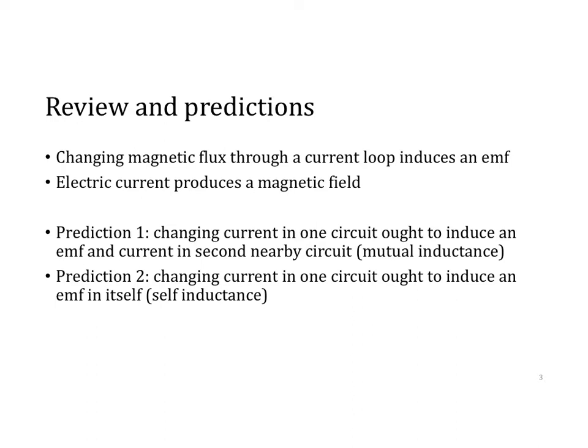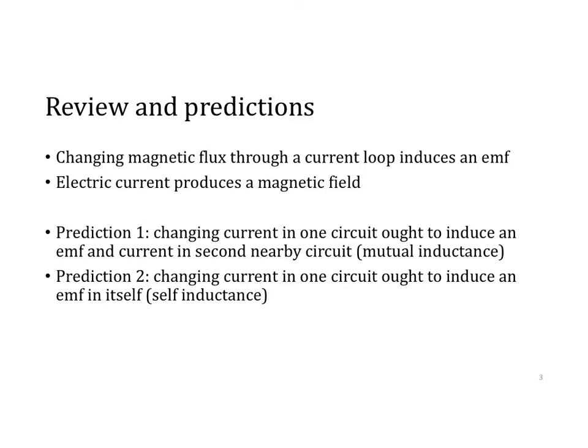what is inductance. So if we review what we learned in a previous chapter, we saw that changing the magnetic flux through a current loop induces an EMF, or an electromotive force, and that electric current produces its own magnetic field. So we're going to make two predictions here. The first prediction is that changing the current in one circuit ought to induce an EMF, and a current because of that electromotive force in a second nearby circuit. So this is what's called mutual inductance. Prediction 2 is that changing a current in one circuit ought to induce an EMF in itself. That is what we would call self-inductance.